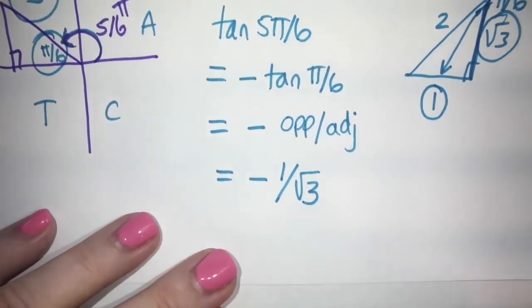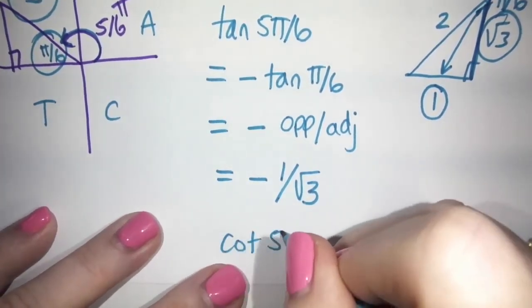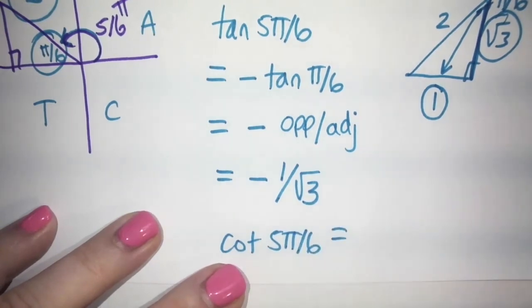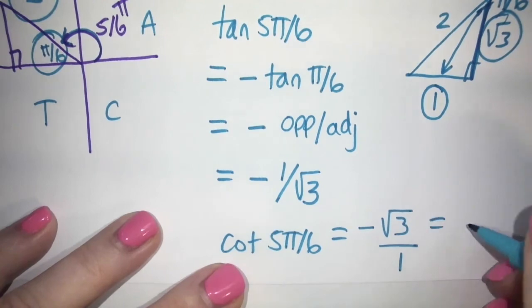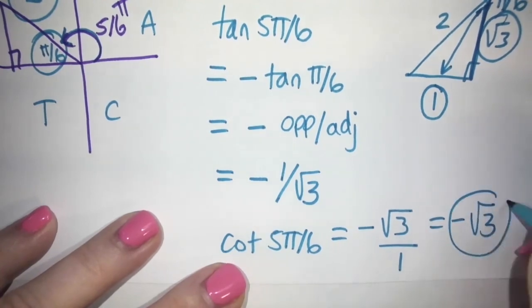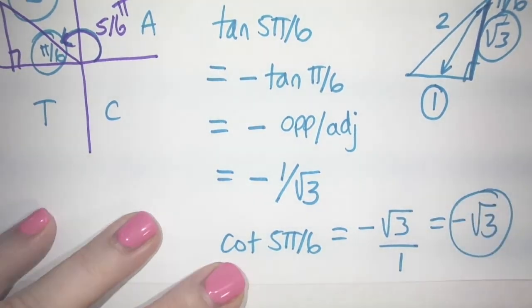And finally, we didn't want tan, we wanted cotan of 5 pi over 6, so we flip the negative 1 over root 3. So it'd be root 3 over 1 with a negative in front of it, or just negative root 3 in the end.